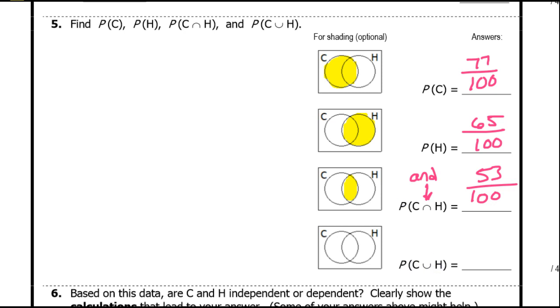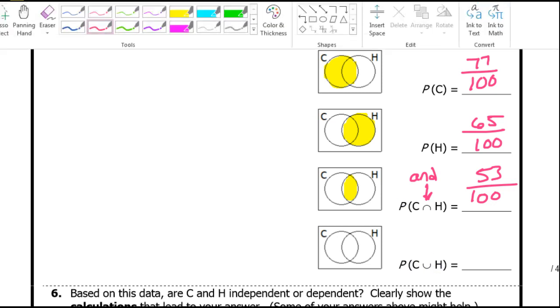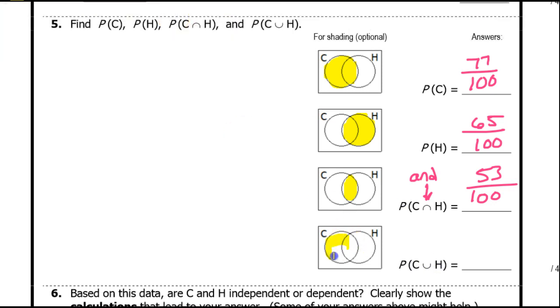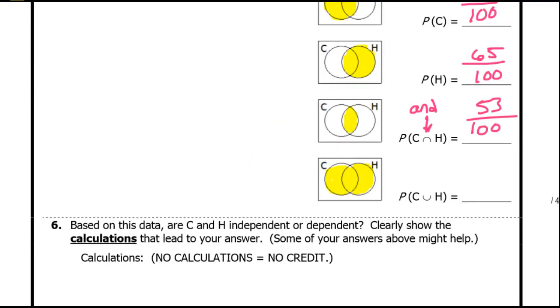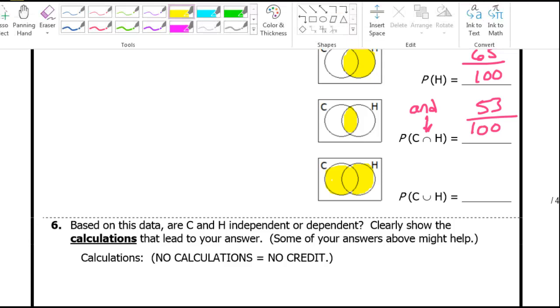Now C or H, this is all of both, so we know we're talking about this part of the Venn diagram. That's going to be all three of these numbers, everything except for 11. In fact, it's probably easier to subtract 11, which is 100 minus 11 is 89. So if you add these up, I'm sure that's going to be 89. So the probability is going to be 89 out of 100.